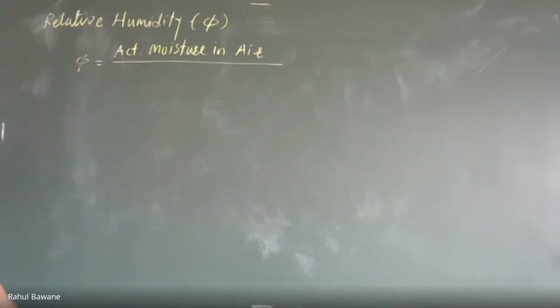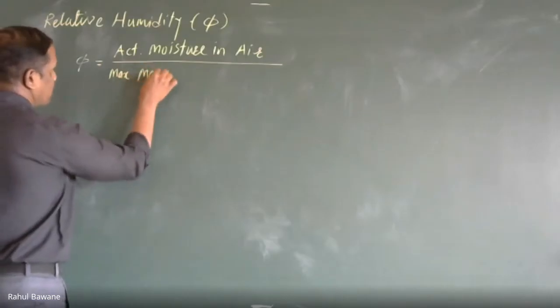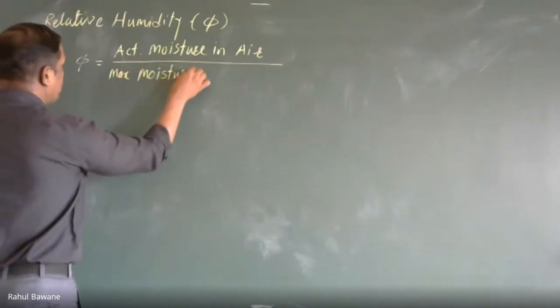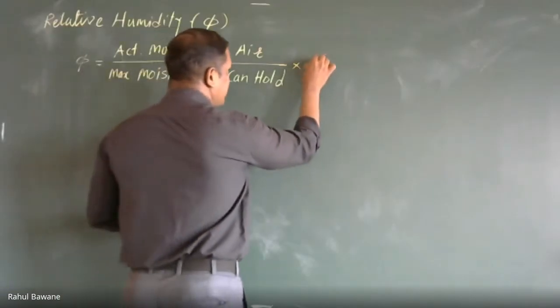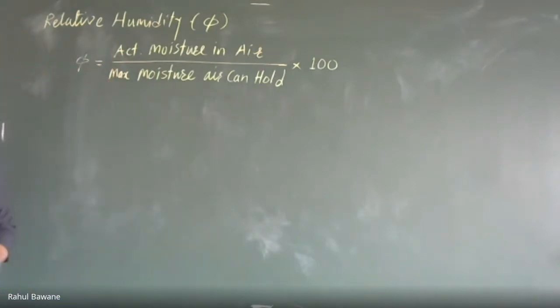divided by the maximum possible moisture. If we are calculating relative humidity, it will always be in percentage, so multiply by 100, so it will give a percentage. Now what does it mean?